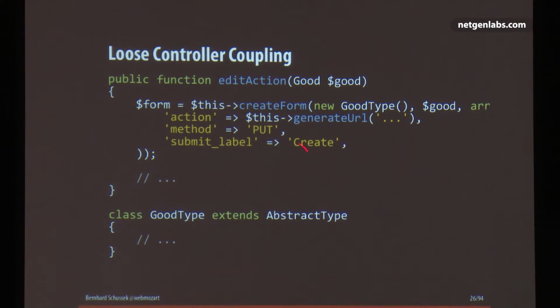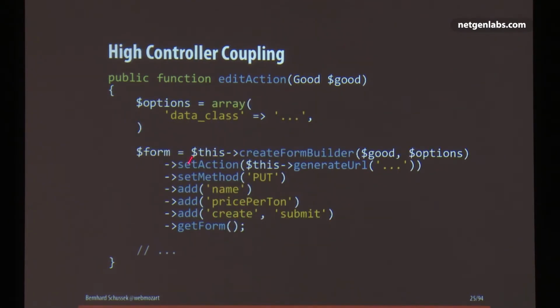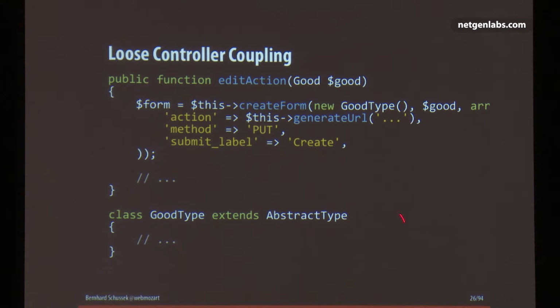For example, here we can add a custom option to configure the label, like the text of the submit button, so that in new action, for example, it could be create, and in edit action, it would be update, something like that. Okay? The code for constructing the form that we had here will be moved to a good type class.